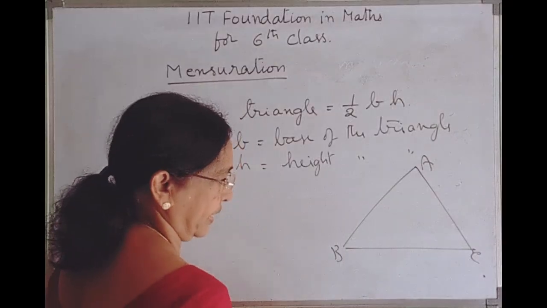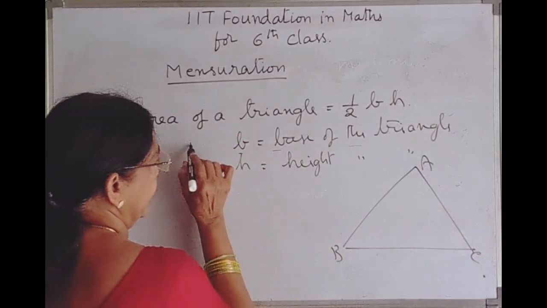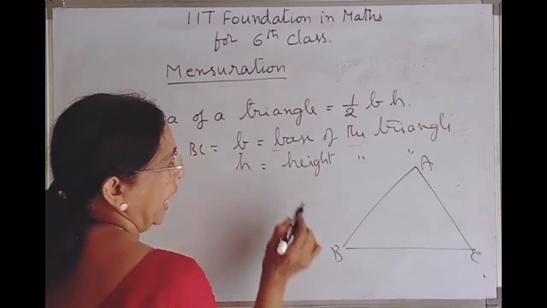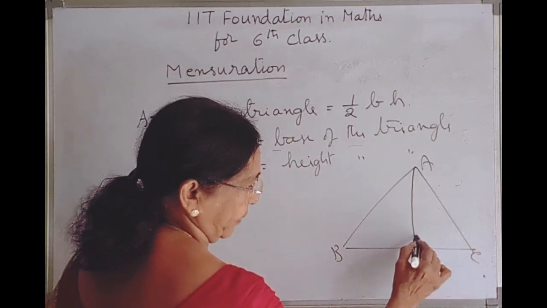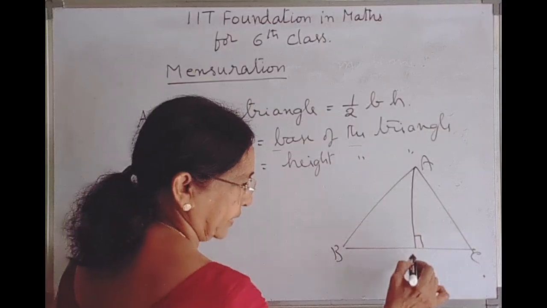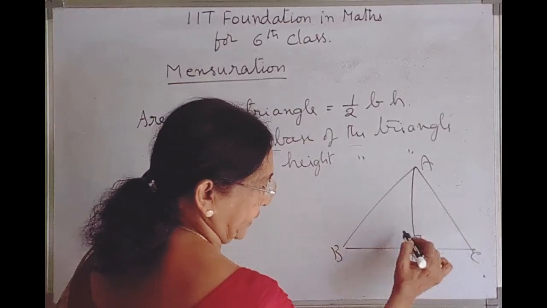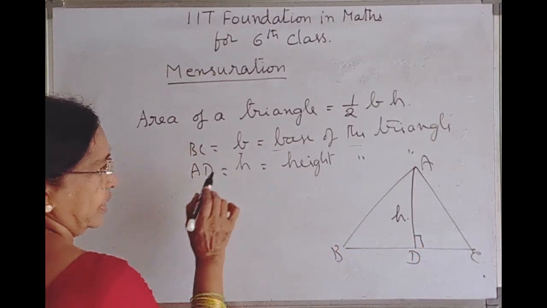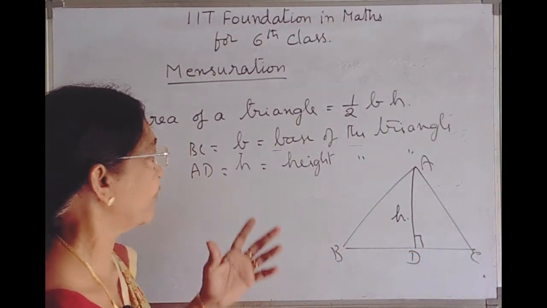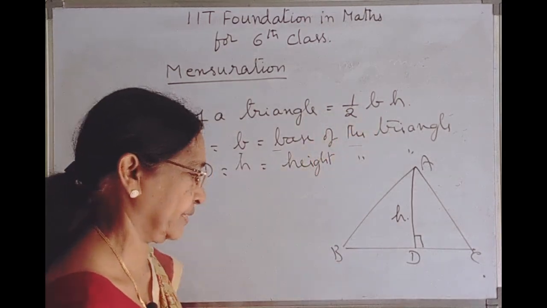Therefore, ABC is a triangle. BC is the base. The base of the triangle is BC in this example. And the height of the triangle means, from A, if we draw a perpendicular to the base and let D be the foot of the perpendicular, then the length AD is the height. So AD is the height. Therefore, the general formula for the area of a triangle is half base into height.